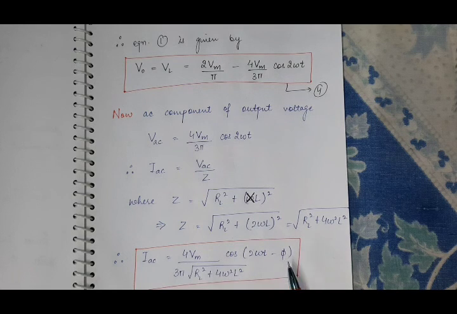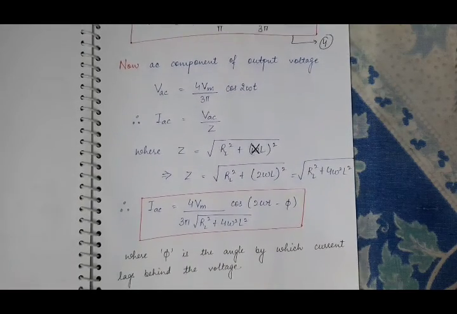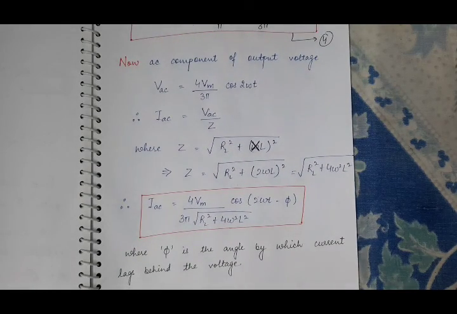And why is this phi factor introduced here? Because we know that in case of an inductor, current lags behind the voltage. So this IAC current will lag behind the voltage VAC by angle phi.